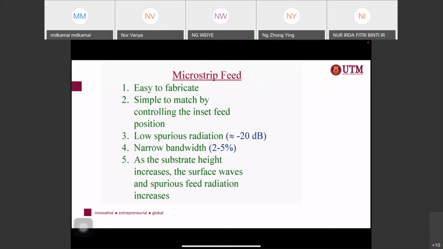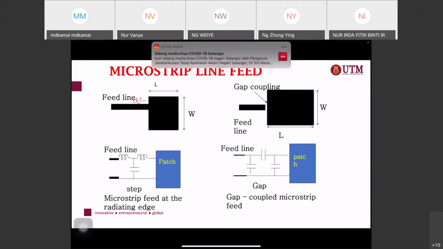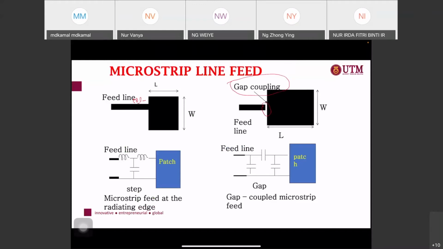Okay, so this is an example of the microstrip line feed here. In this one we try to adjust the feed position to have 50 ohm. And then this one uses gap coupling here. Okay, so this is gap coupling. We can also feed at the center with this gap coupling. And this is the model that they do for this particular antenna. And then this is the model. For this one, this is a step, as you can see. It is composed of inductance and capacitor.